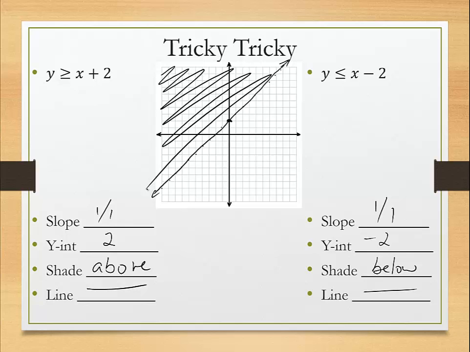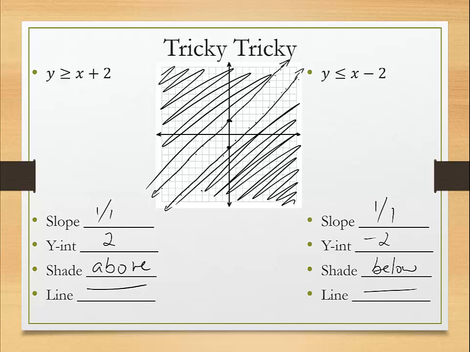Okay, now the right line. So your y-intercept of that line is -2, so go down 2. Your slope is 1/1, so go up 1, right 1, up 1, right 1. Okay, and it's solid again, so make it solid. Okay, and then you shade below, so shade below. All right, there we go.